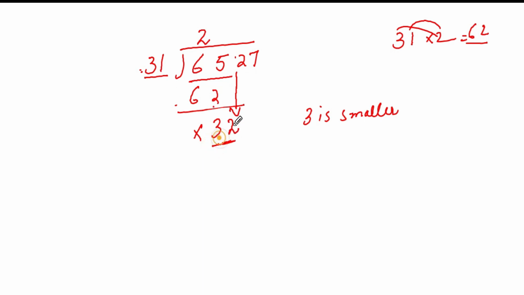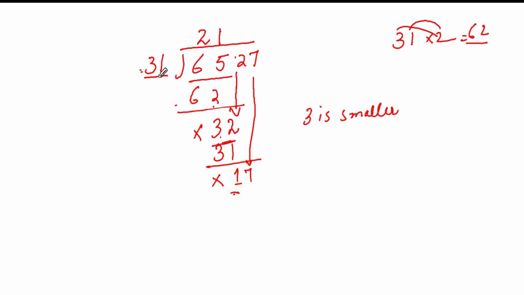Now this 32 is bigger than 31, right? We can find it in the times table of 31, and the nearest number to this is 31 itself. That means 31 times 1 equals 31, right? Now 2 minus 1 is 1, 3 minus 3 is nothing. So this 1 is again smaller than 31. What to do? You need to put down the last digit, that is 7.